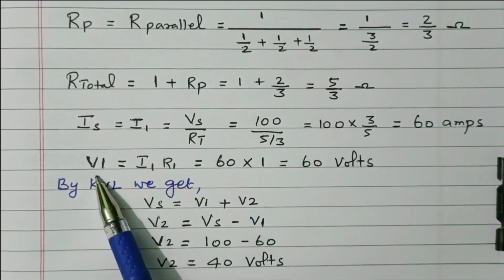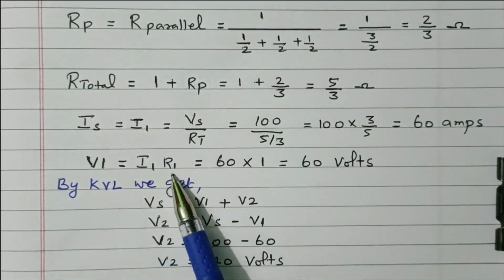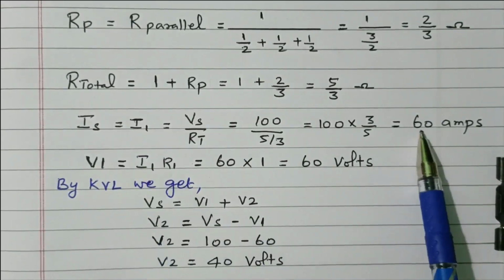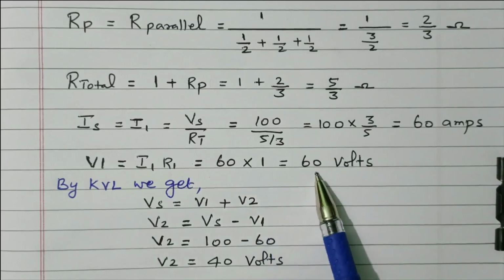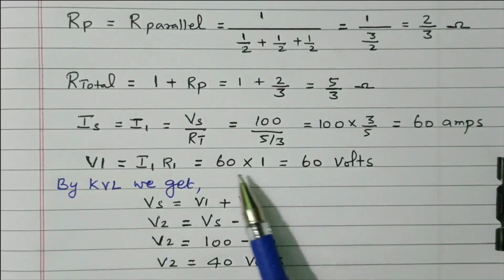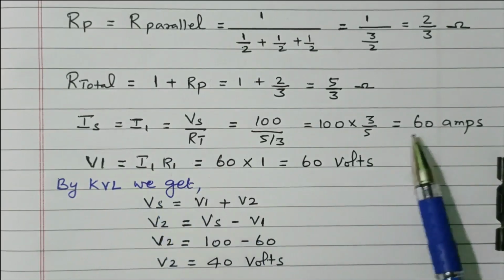From that we can find V1. V1 equals I1 R1. I1 is 60 amperes, R1 is 1 ohm, so V1 is 60 volts. Right? So I1 is equal to 60 amperes.